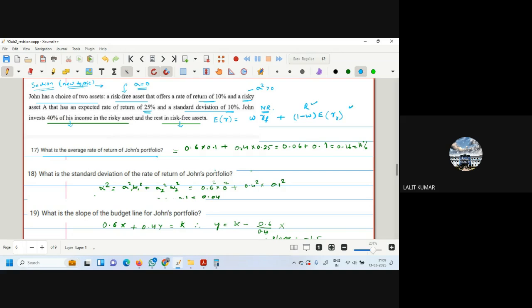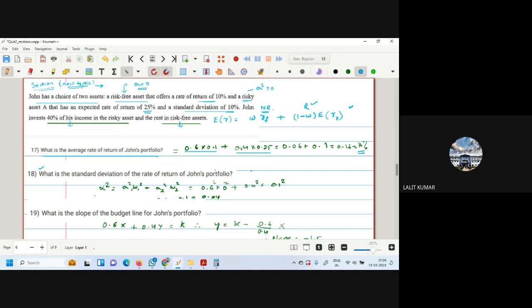Now they have given W, they have given RF, they have given RR. So everything has been given. We have to just put it in the formula. So 40% is in the risky, the rate is 0.25. The balance 0.6 will come to risk-free, which is 0.1. And expected becomes 16%. What is the standard deviation?